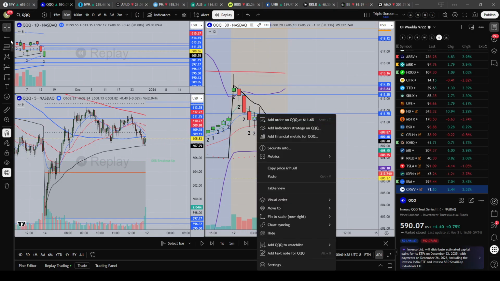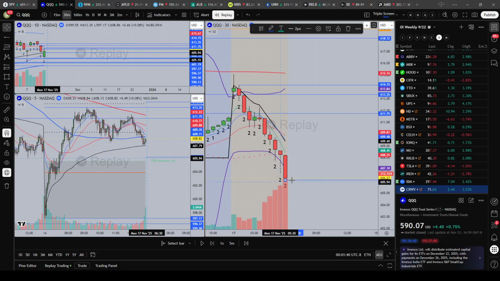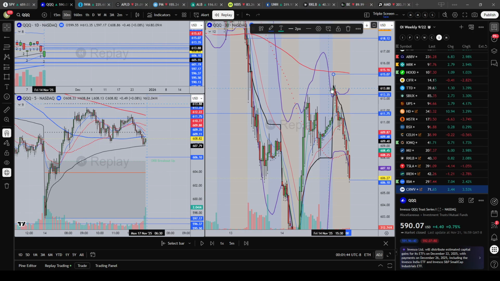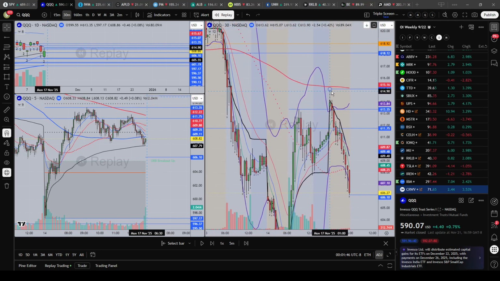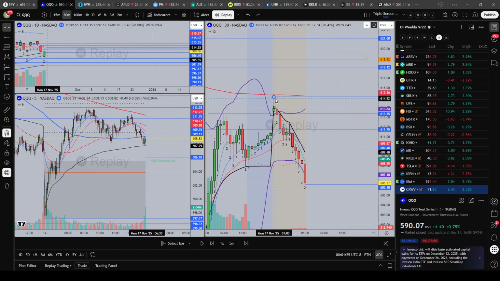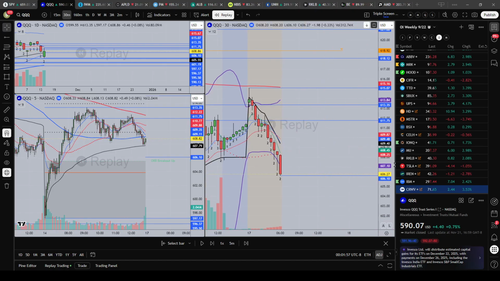Yeah, that blue level's good. And then you've got the low of the day as well. This level is pretty close to here, but just a general sense idea is, in my opinion, good enough. So we'll just leave it at that for now.